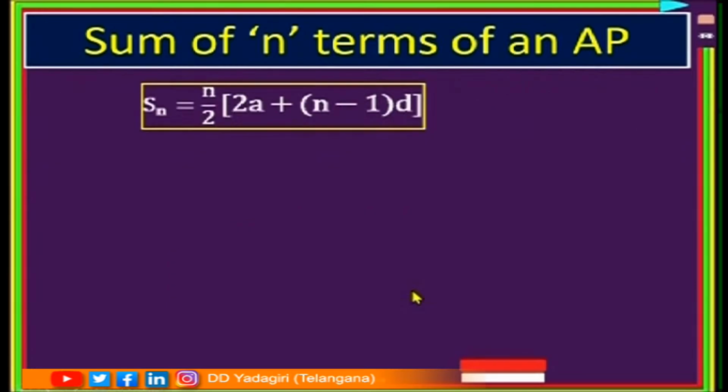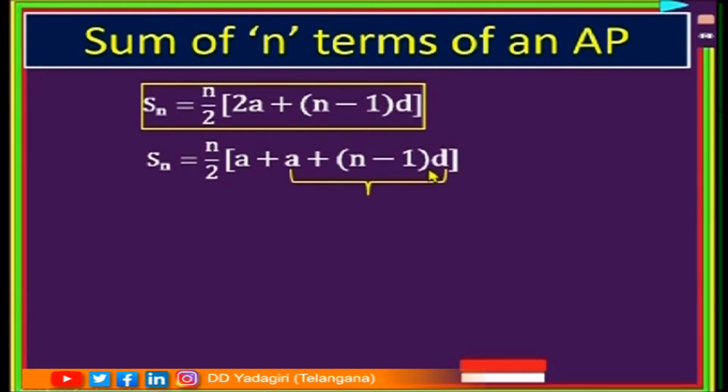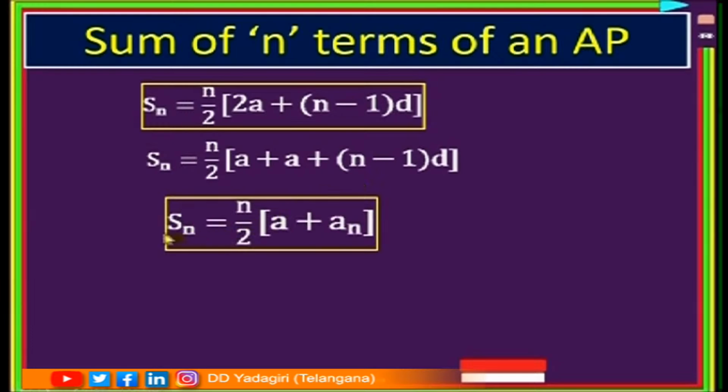Okay, so this is the formula, and here what I am doing is 2a can be written as a plus a, right? What is a plus n minus 1 into d? In the previous session we have seen this, that is nth term, that is an. So therefore this formula can be written as Sn is equal to n by 2 into, this is a, and this term is an, and also this an can be written as L. L is nothing but the last term. So Sn is equal to n by 2 into a plus L.